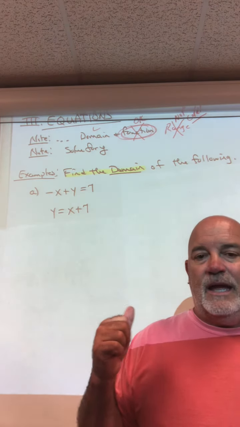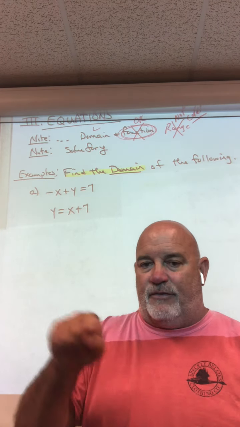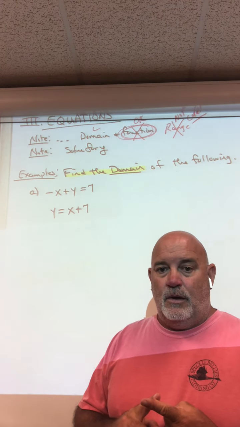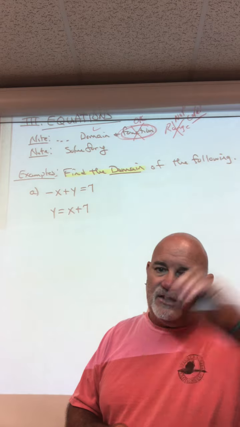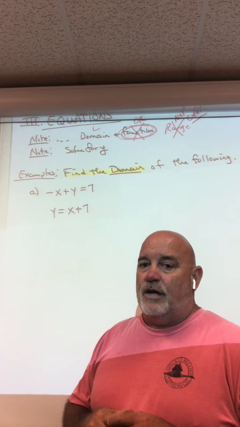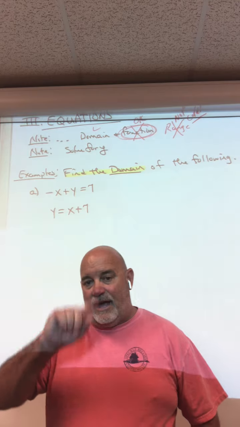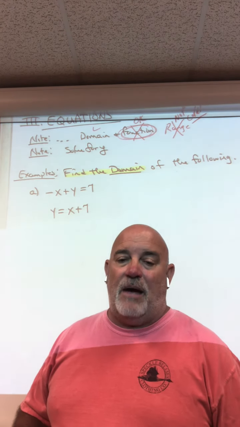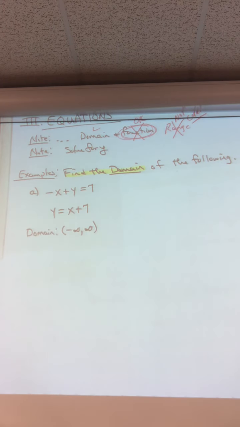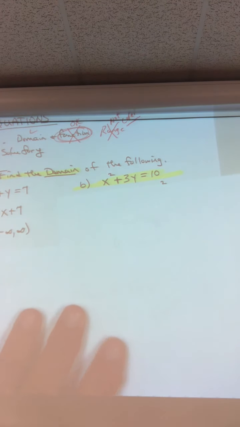Now, to get the domain, you have to ask yourself two questions. Is there ever any danger in this problem of dividing by 0? No, because there's no denominator. Is there any danger of imaginary numbers? No, because there's no square roots. So, in this problem, remember I said, if you don't have an x in the denominator and you don't have an x under a square root, then what's the domain? It's all real numbers. So the domain to this is all real numbers. Negative infinity, positive infinity.